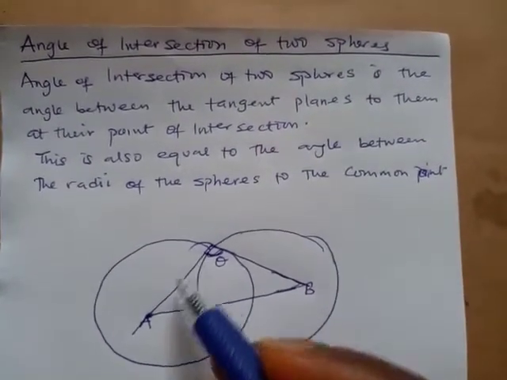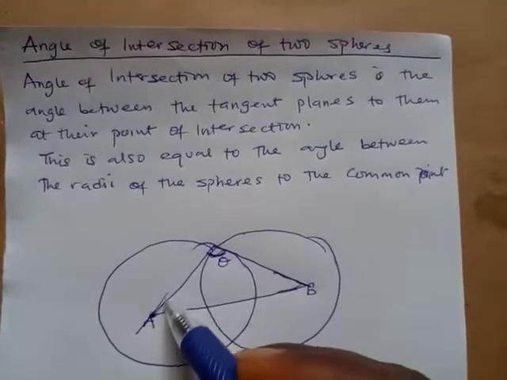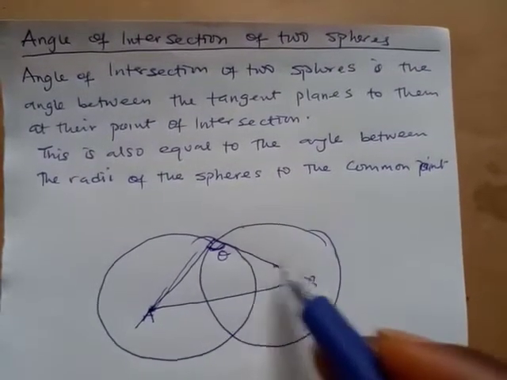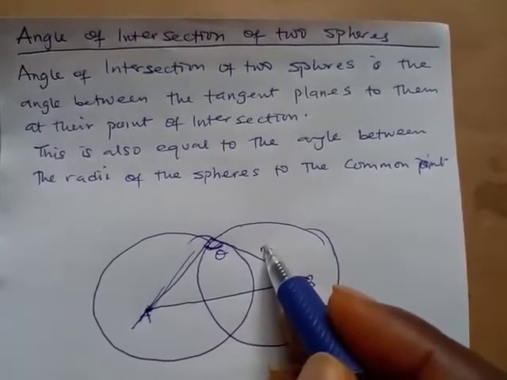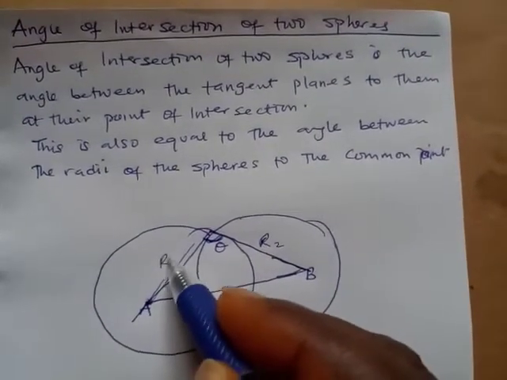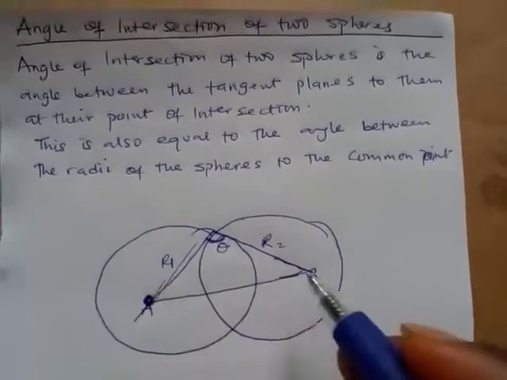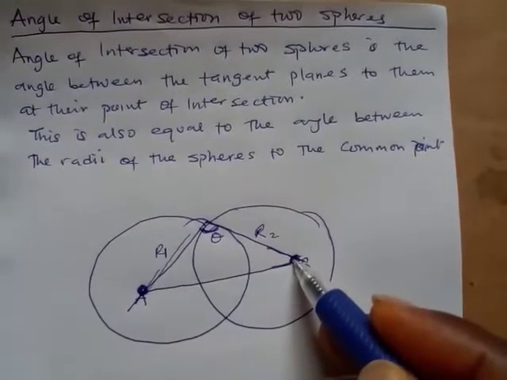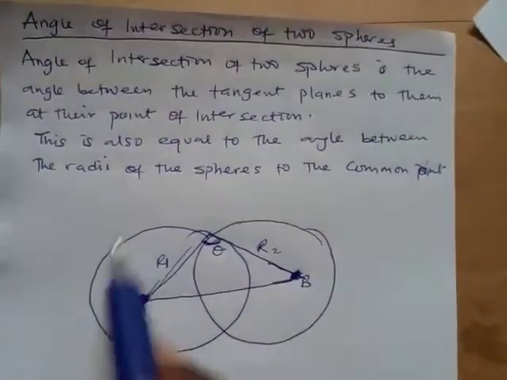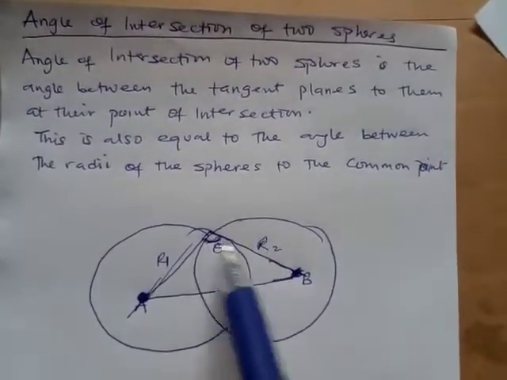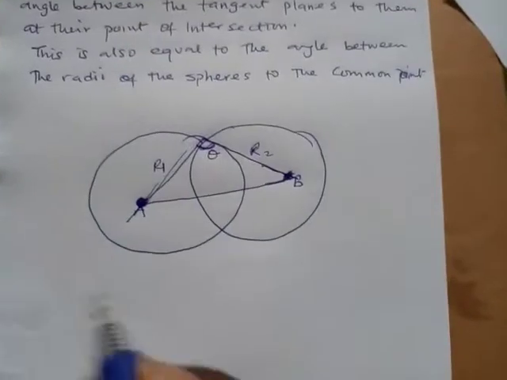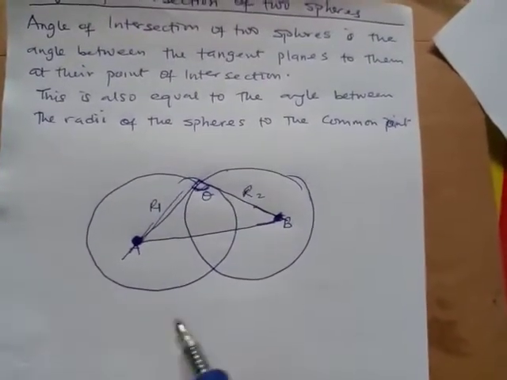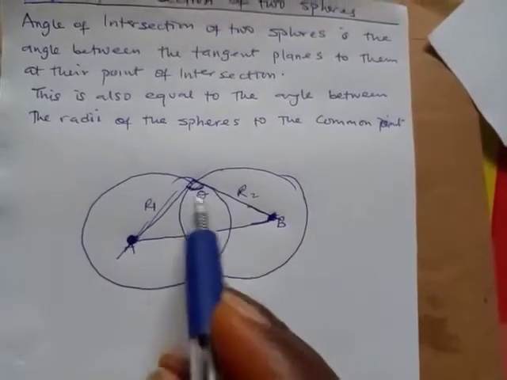If you look at this diagram, you see that it's still the same thing as the angle between their radii. We assume that this is radius 2 and this is radius 1. Don't mind my drawing, it's not drawn to scale. I'm assuming that this is the center and this is also the center. So the angle between these two spheres will be the angle between their radii or between their tangent planes.